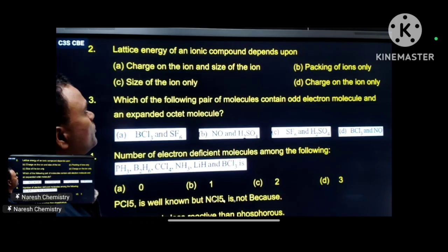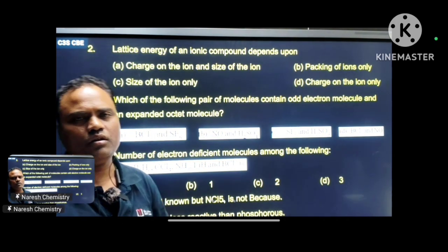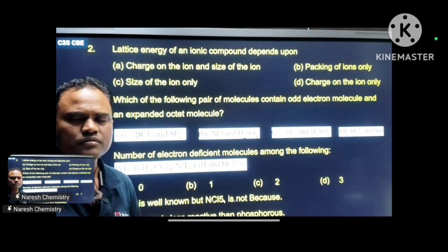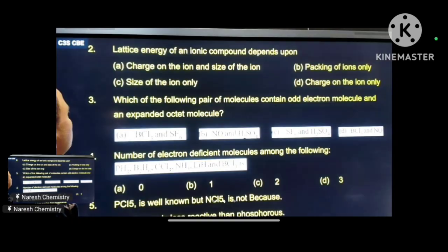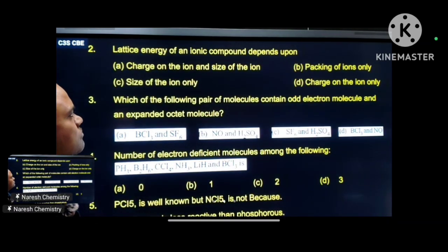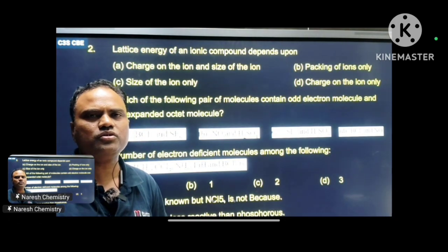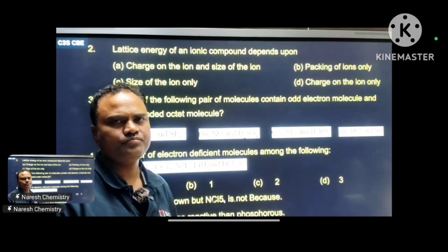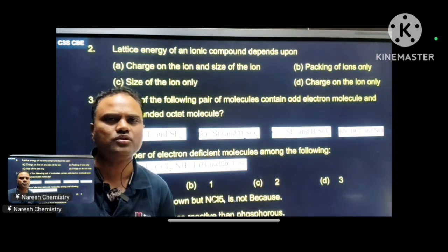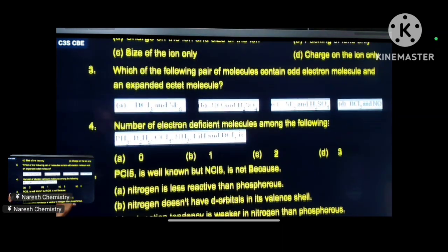An ionic compound depends upon what? Once you see the notes, lattice. Yes, tell me. Size, see, size of the ion, radius of the cation or anion. I given lattice energy is inversely proportional to radius of cation and anion. Yes or no? Online students. Lattice energy is inversely proportional to Rc plus Ra. I given already.